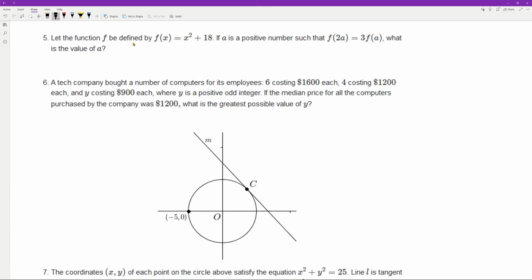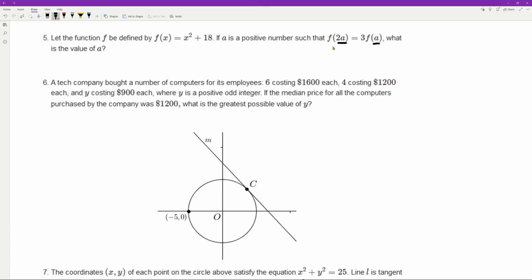Let the function f be defined by f of x is equal to 8x squared plus 18. If a is a positive number such that f of 2a is equal to 3 times f of a, what is the value of a? So in order to first set these two equal to each other, let's plug in the variables.